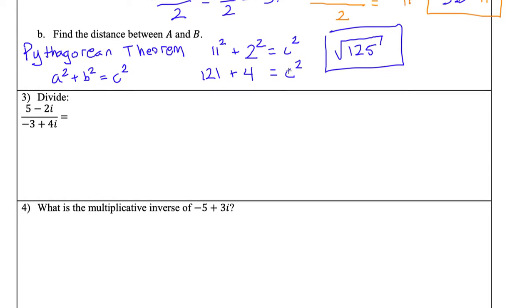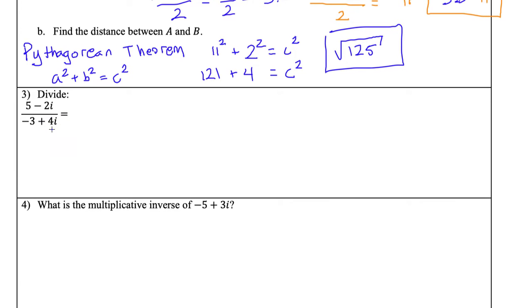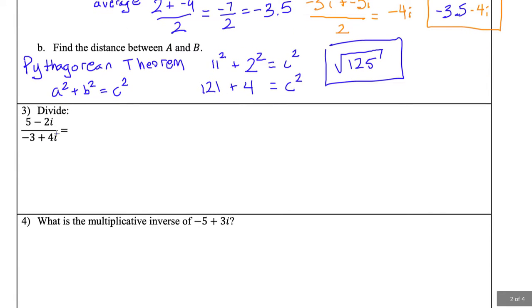Ooh, division. The problem with this, why I can't just leave it in this form, is because I have an imaginary part in the denominator. I'm not allowed to have that. So, is there something that we can multiply the top and bottom of that fraction by to get rid of the imaginary part in the bottom? Yeah, multiply by i. If I multiply by i, then I have a -3i in the bottom.